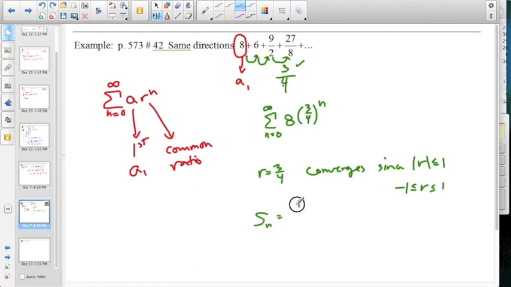And so our sum then, our A is 8, our common ratio is 3/4. So we have 8 over 1/4, which is the same as 8 times 4 over 1, which is 32. So the sum of this infinite series is 32.